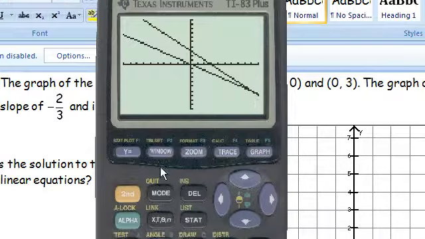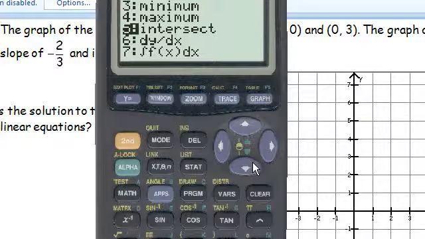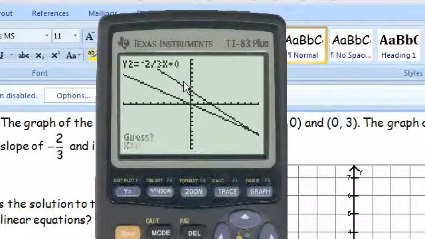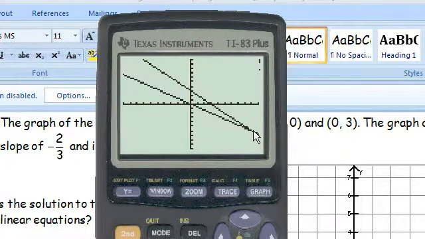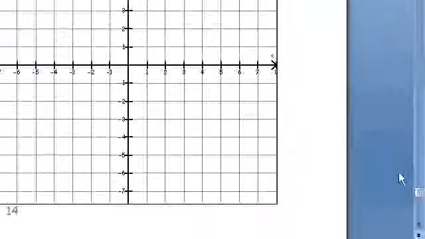Boom! Intersection right there. Second, trace. Down, down, down, down. Number 5, intersect. First curve, hit enter. Second curve, hit enter. Guess, hit enter. There's our intersection. X is 9, Y is negative 6. Okay, so 9 comma negative 6.